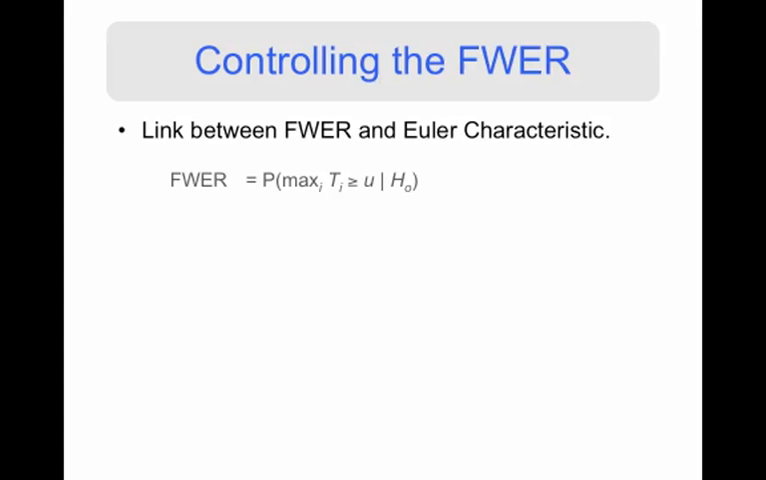In order to do this, we have to find a link between the family-wise error rate and the Euler characteristic. We do this by expressing the family-wise error rate, again, as the probability that the max test statistic is above some threshold u under the null hypothesis. If this is true, this means that we're going to have 1 or more blobs. If we threshold the image at u and the maximum statistic is above u, that statistic value will be white in the thresholded image, and so we'll have at least 1 blob in that image.